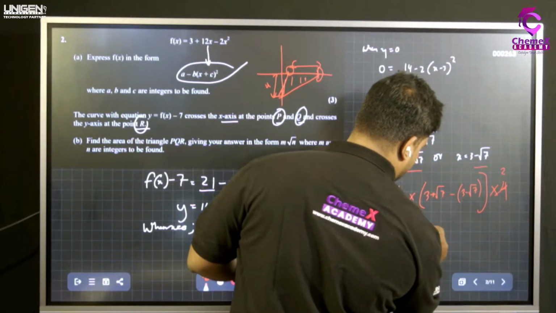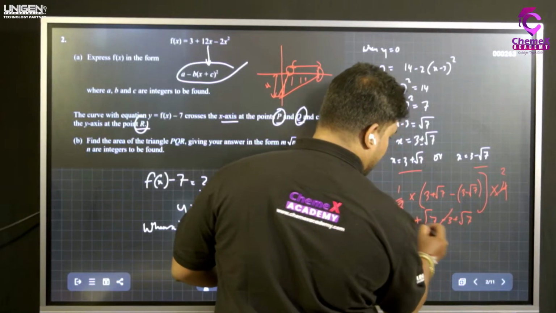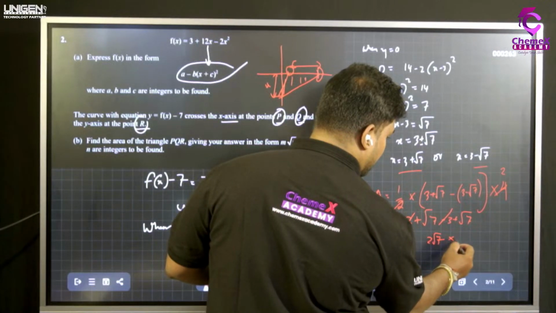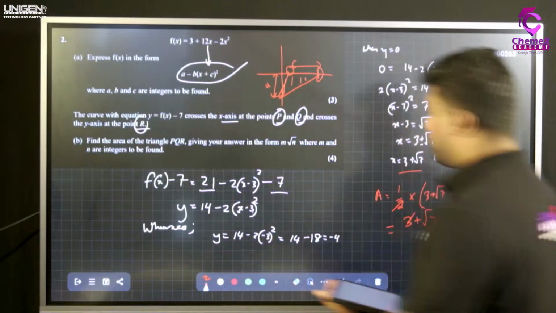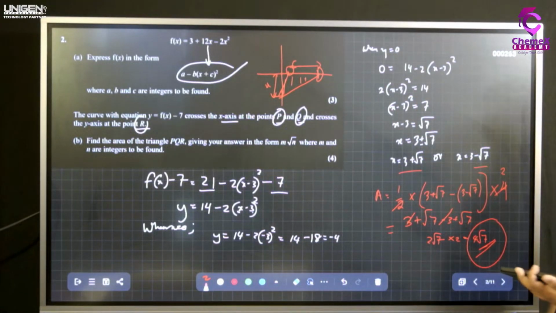3 plus root 7 minus 3 plus root 7. So these two cancel off. 2 root 7 into 2, which is 4 root 7. So 4 root 7 is the final answer. Any questions?